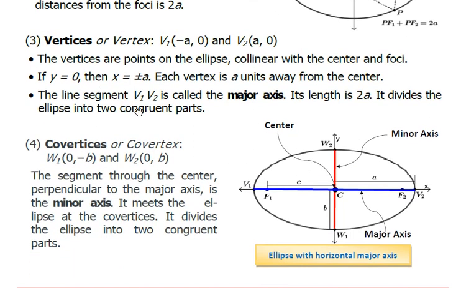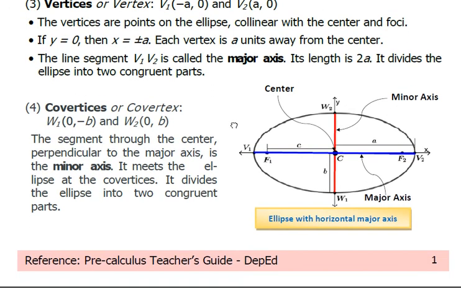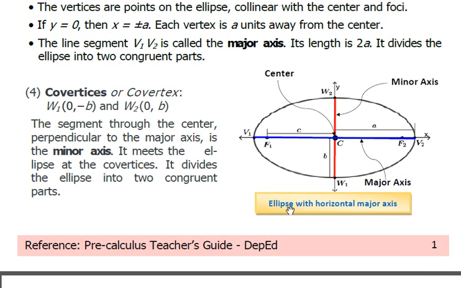And the line segment V1V2 is called the major axis. We have the blue line here. This is the major axis, the longer length. Its length is 2a. It divides the ellipse into two equal parts. So you have the description of the ellipse here: ellipse with horizontal major axis.